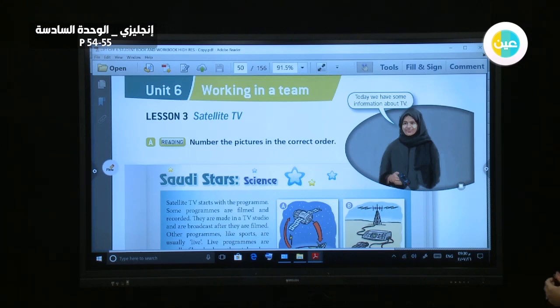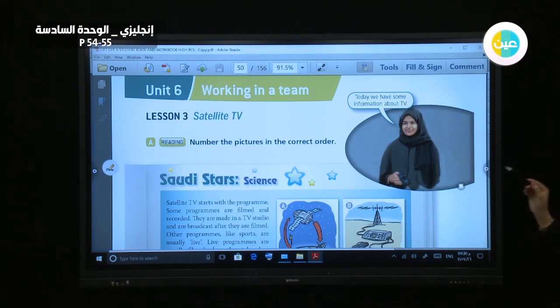Satellite. Okay, today we have some information about TV. What does TV mean? TV means it's a piece of equipment. We use it to watch channels, programs, documentaries, and so on.